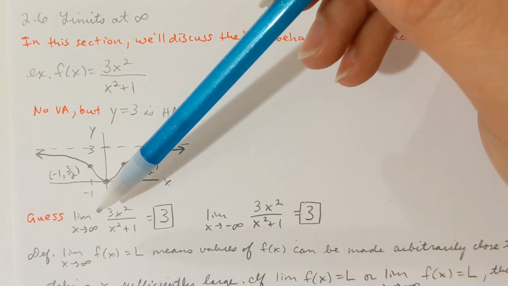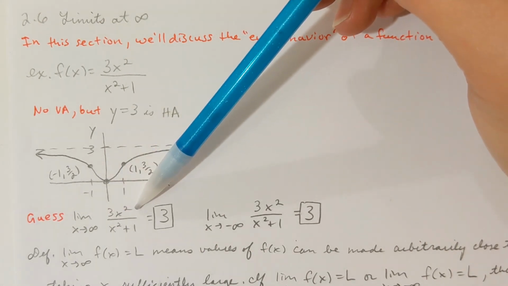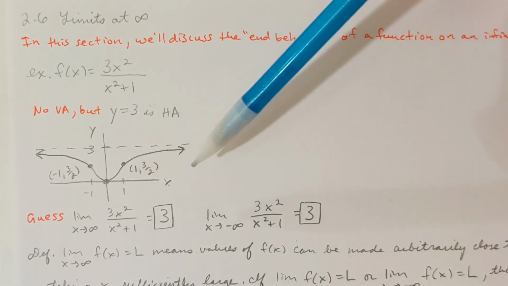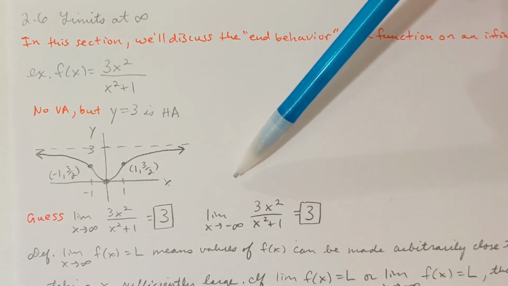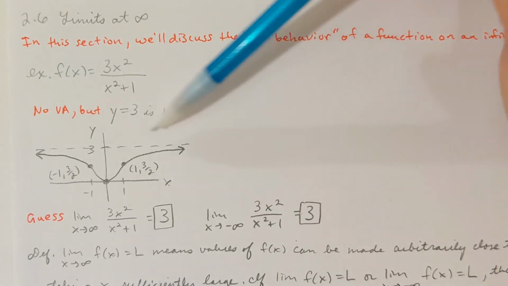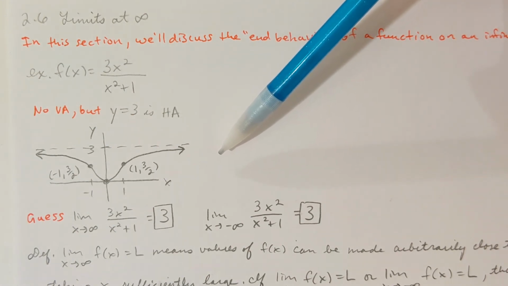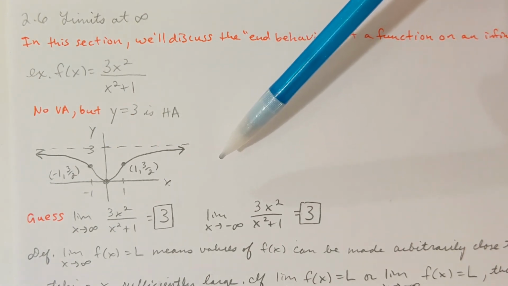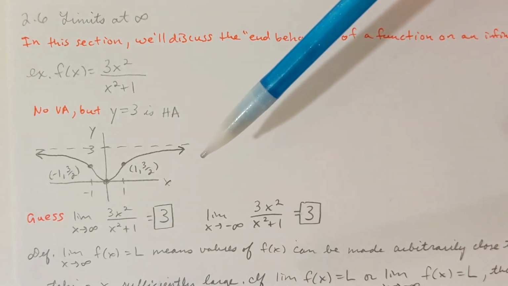Now, what if we wanted to find the limit as x approaches infinity of 3x squared over x squared plus 1? Well, that would be 3, right? As x is heading outward towards infinity, the curve is getting closer and closer to y equal 3. Now, it will never get to y equal 3, but that's where we're headed towards, right? With the limit, it's all about where the y values are approaching.